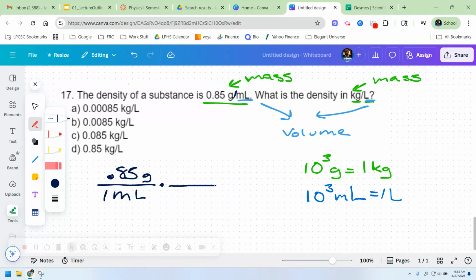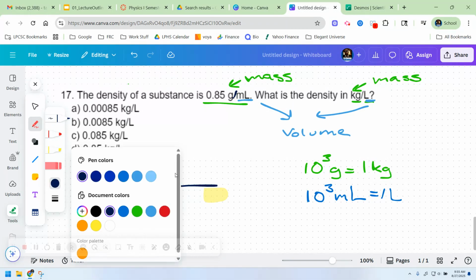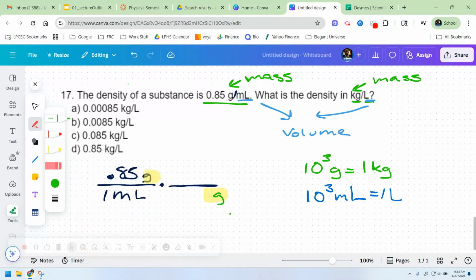So I need a conversion factor. I'm going to focus on the grams. So down here, I'm going to put grams. Then this becomes 10 to the third grams is equal to 1 kilogram. That just comes from here. This goes on the bottom because I'm trying to cancel out the grams, and then the other stuff goes on top. How do you guys feel about that part? Thumbs up if you get it?